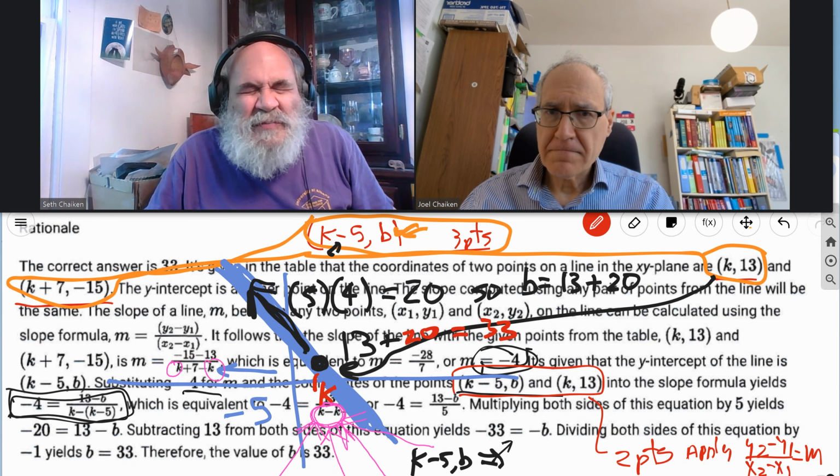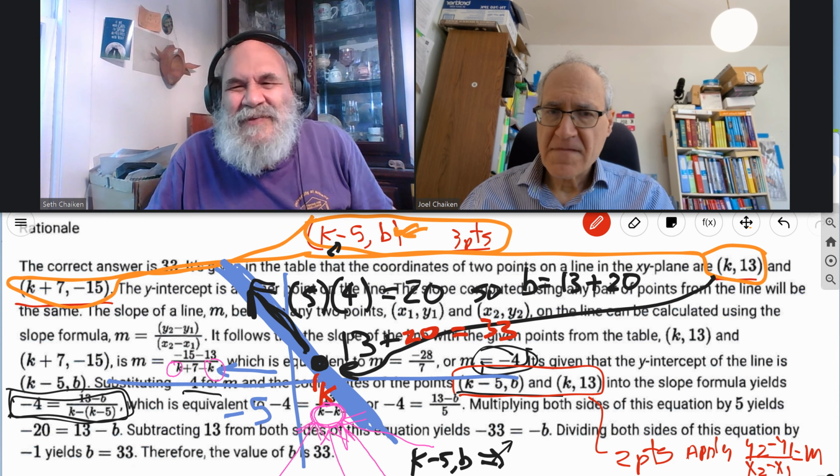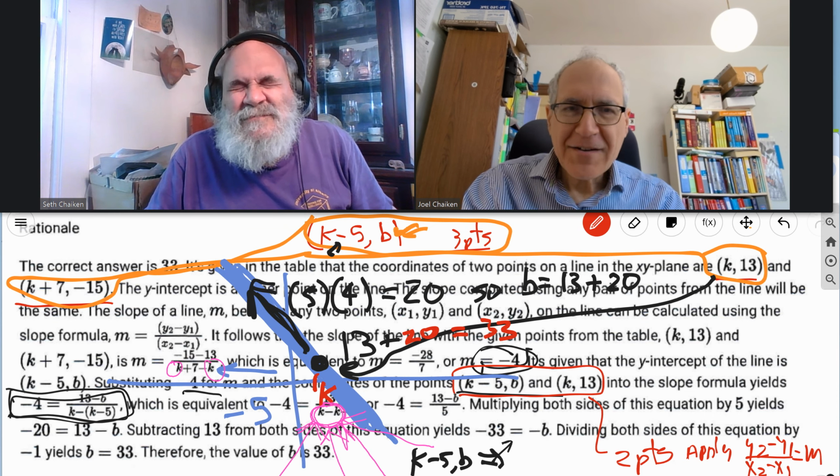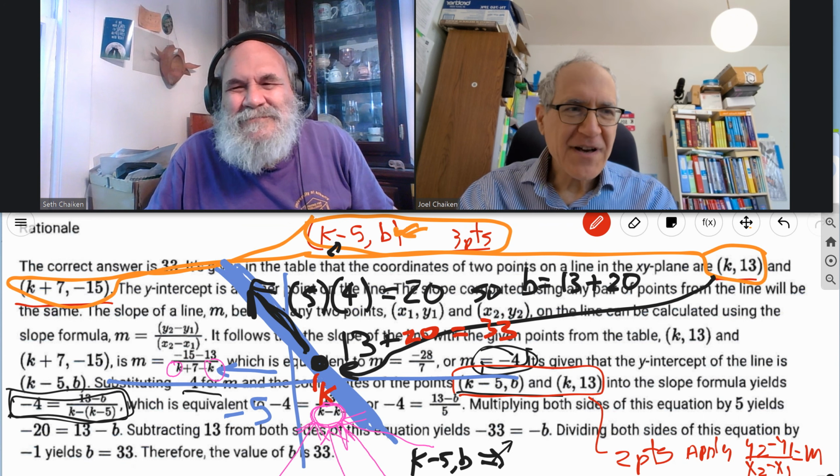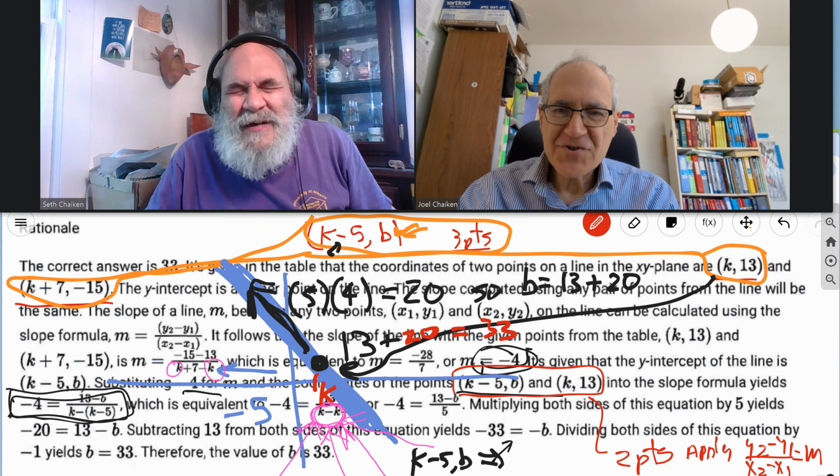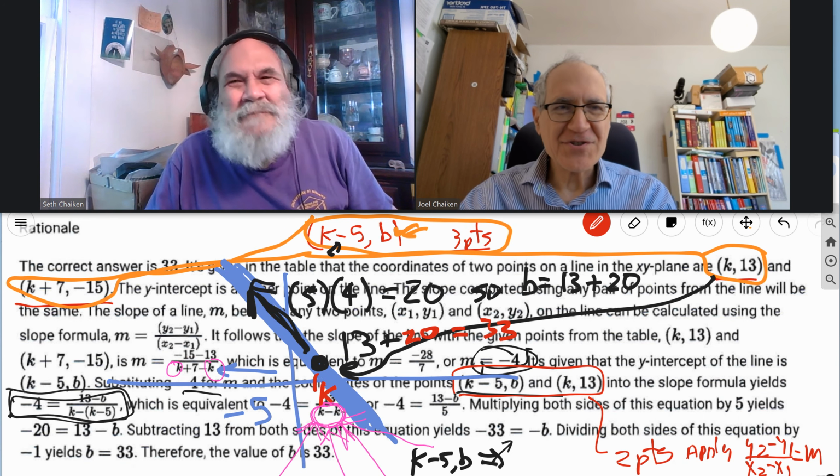Then the problem would be inconsistent. Yeah, but they didn't do that. Okay, so I guess we're done with this, right? Yeah. So it's an interesting problem. It kept Seth interested, which is good.